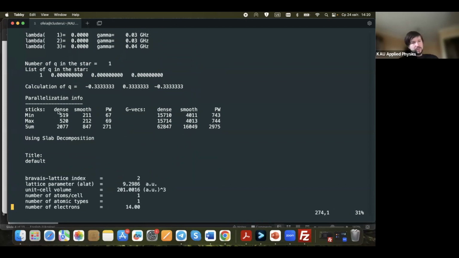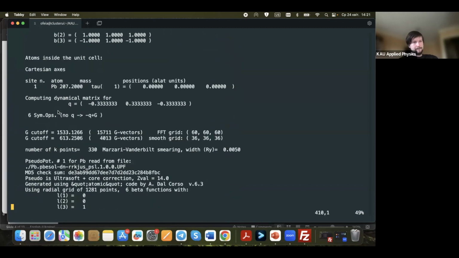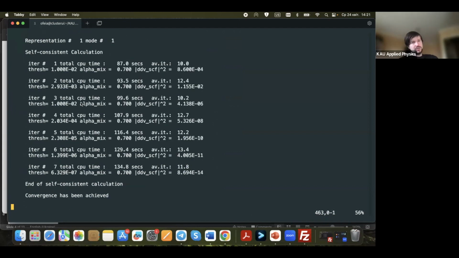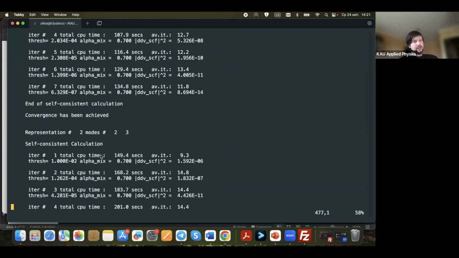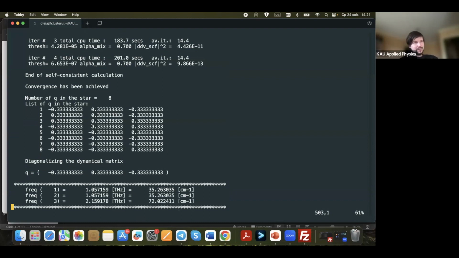Then we move to another Q. In this Q we will have 2 irreducible representations. One representation takes 7 self-consistent steps, then another representation takes 4 steps. This Q stands for 8 points, because they are almost the same, but with different orientation, minus and plus, so it's all combinations of minuses in this matrix 3 by 8.